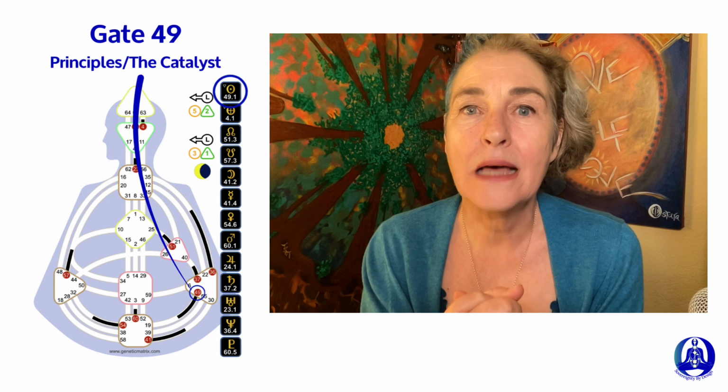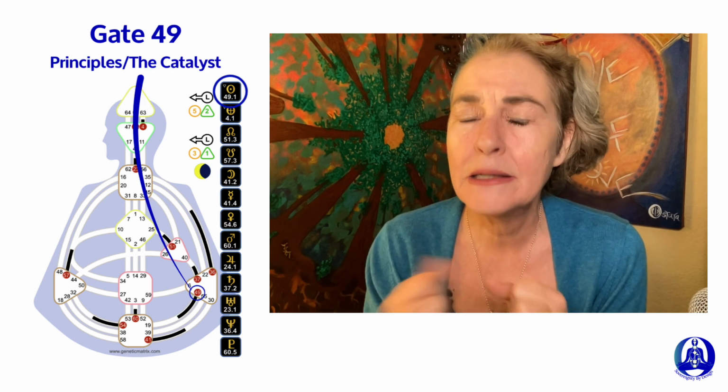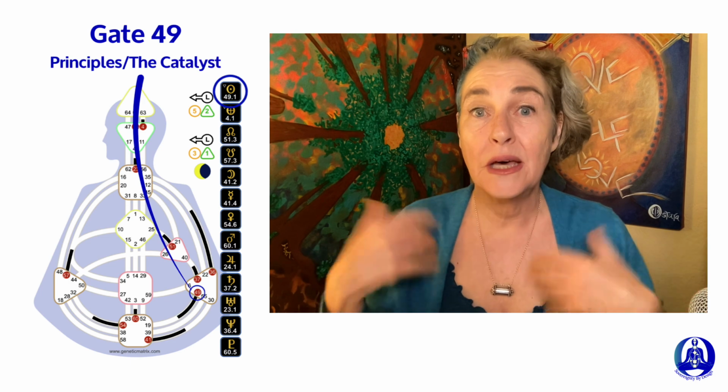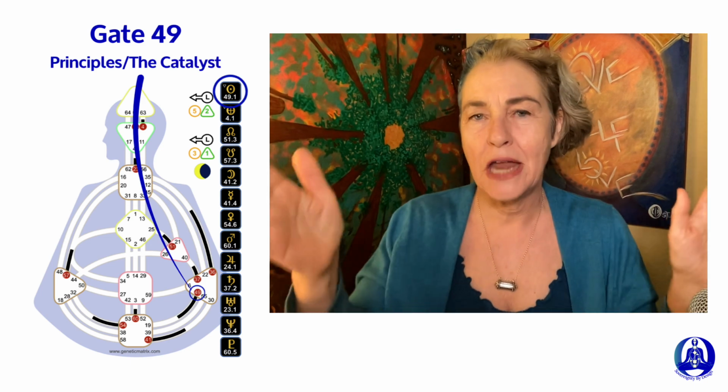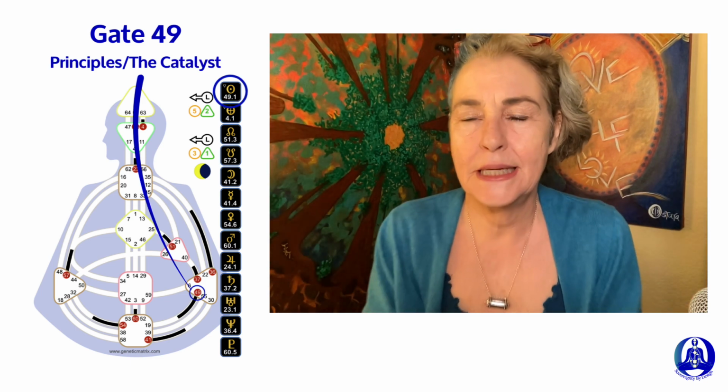And its mate is the 19, which is a highly sensitive gate. It's about attunement. It's about our ability to attune ourselves to the highest frequency, the emotional frequency that will be beneficial for intimacy, because this whole channel is really about intimacy.